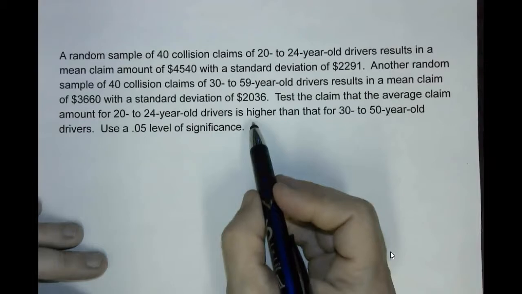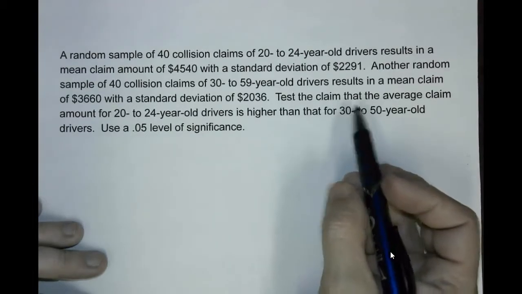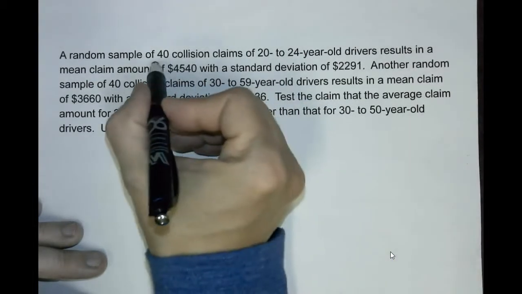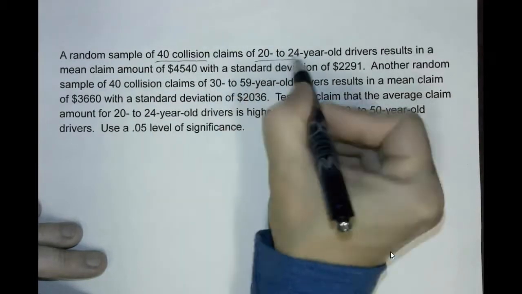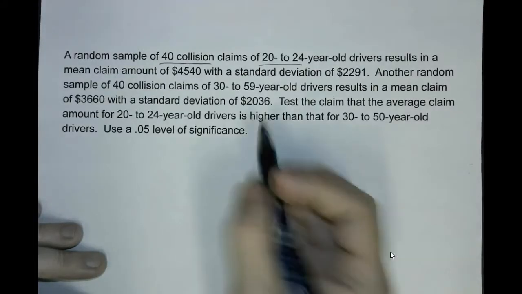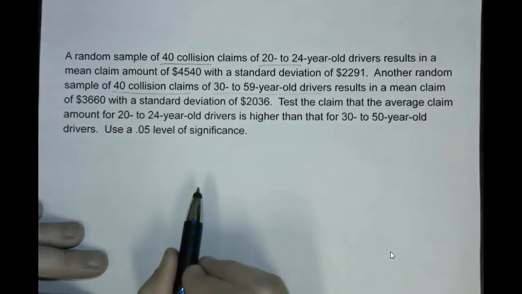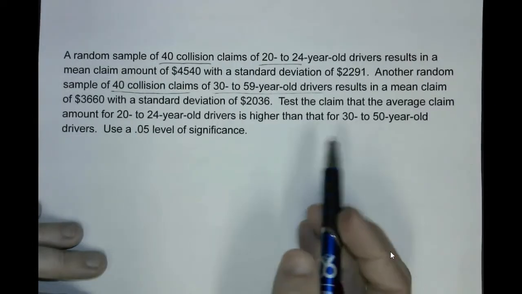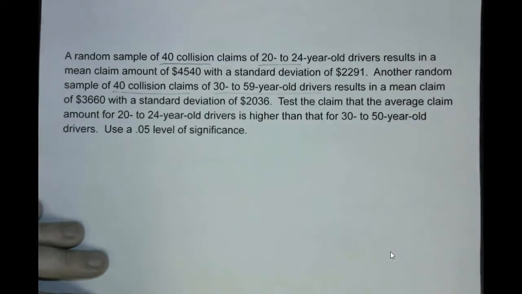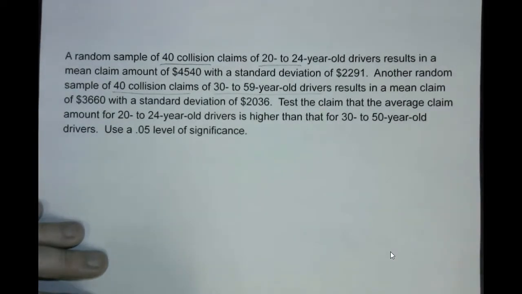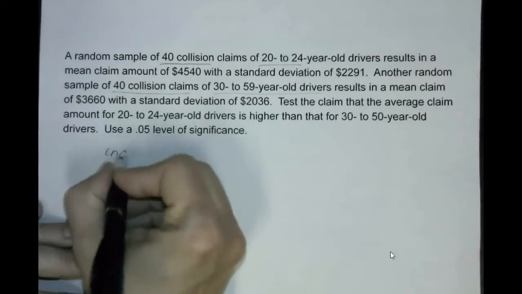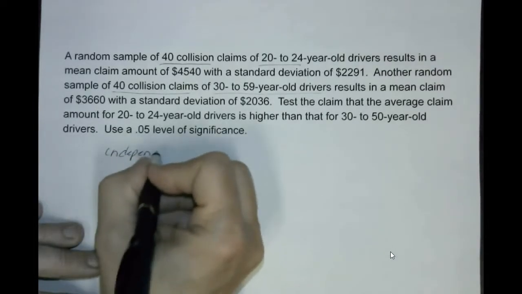Okay, here's another one. So on this one we have 40 collision claims from 20 to 24-year-old drivers, and then another 40 collision claims from 30 to 59-year-old drivers. Again, in this one, it doesn't say anything about any kind of relationship between the drivers. We just had one random sample of 40 claims and another completely independent random sample of another 40 claims. So this one is also independent samples.